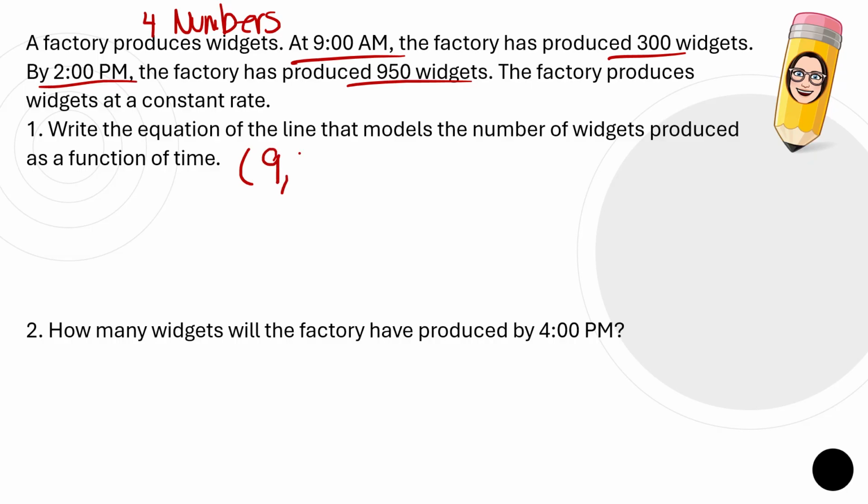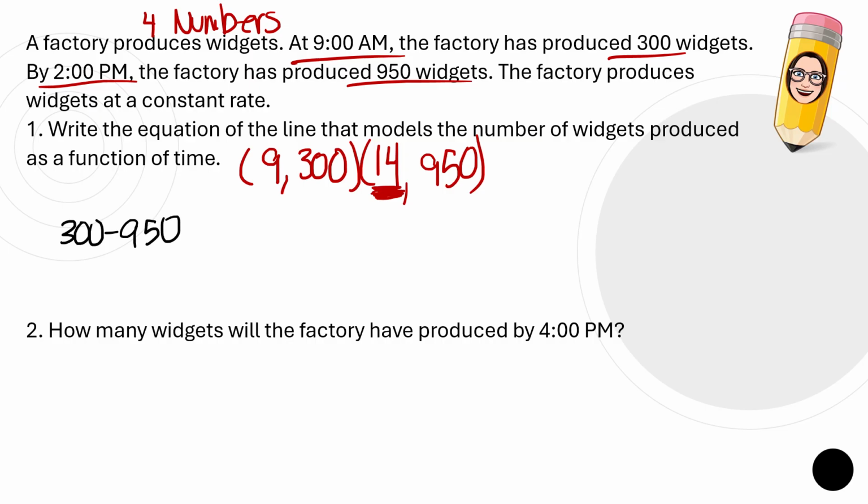At 9 a.m., 300. At 2 a.m., 2 p.m. Let's back up there. I can't write a 2 because that would mean 2 a.m. So what do I write instead of 2 p.m.? I write 14. Think of a clock: 12 o'clock, 1 o'clock would be 13, 2 o'clock would be 14. So pay attention to that, highlight that if you need to. There's our 2 points. Let's go through all the algebra work we have previously done. When given 2 points, you want to find the slope.